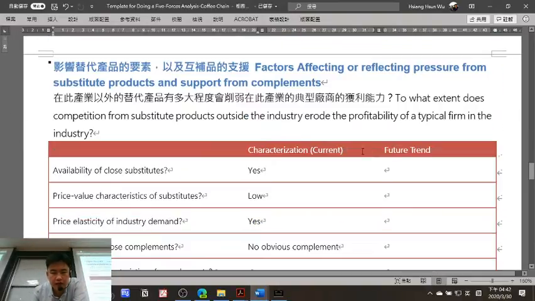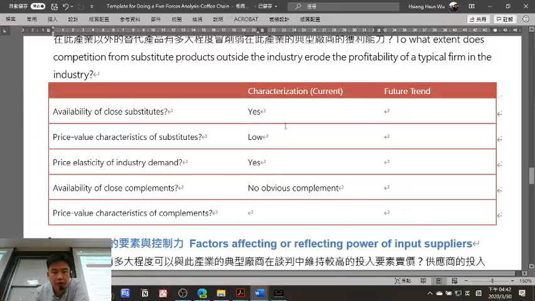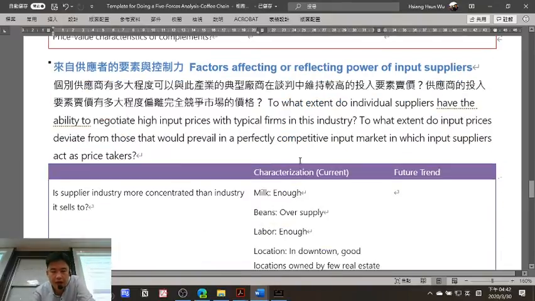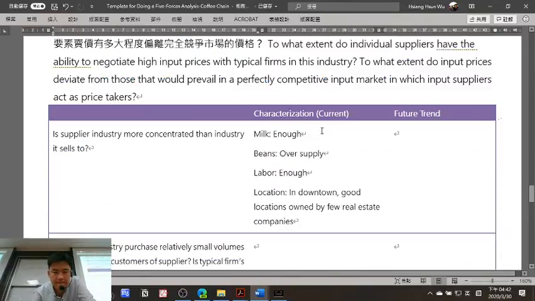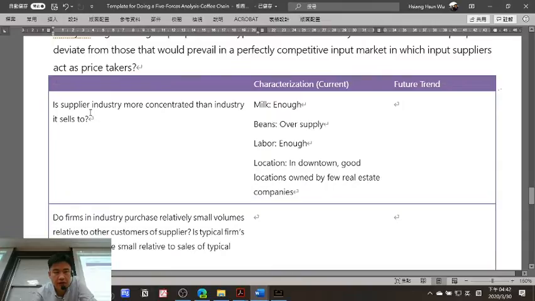And how about alternatives? We just check the other alternatives. Just like I said, I will put the functional drinks here. And upstream suppliers. Is the supply industry more concentrated than the industry it sells to? The answer is no. For example, for coffee beans, the upstream concentration rate is not very high.